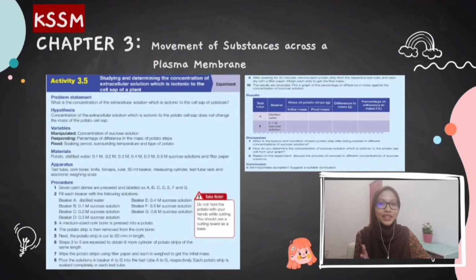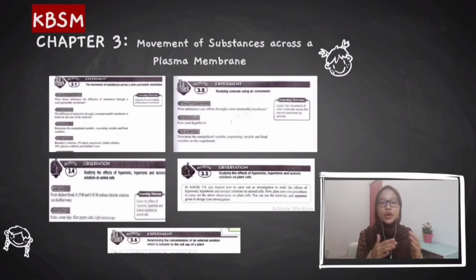Next, in Activity 3.5, students need to conduct an experiment to determine the concentration of extracellular solution which is isotonic to the cell sap of a plant. It is a very simple and interesting experiment, as students will see the difference in mass of potato strips in different concentrations of sucrose solution. Activity 3.1 to 3.5 in KSSM were also suggested in KBSM.